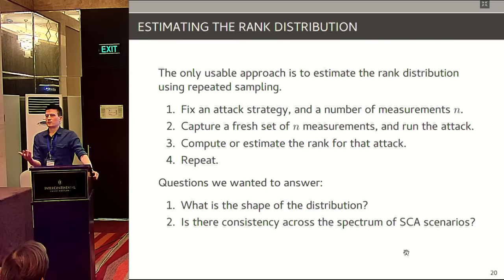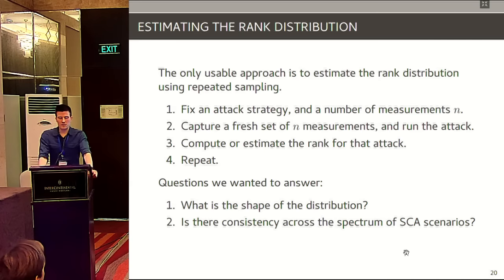in side-channel analysis, I don't know if you've ever been to a CHES conference, but you'll see hundreds of different ways of constructing attacks, ranging from very complicated machine learning techniques that only apply in niche scenarios to very simple general attacks that require as little as subtracting the mean of two data sets. And so we wanted to ask, does the distribution of rank look the same for attacks that follow wildly different strategies?